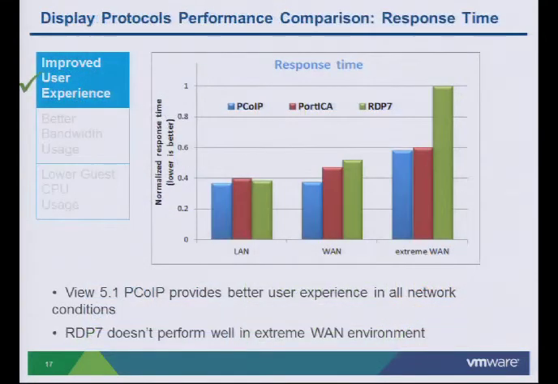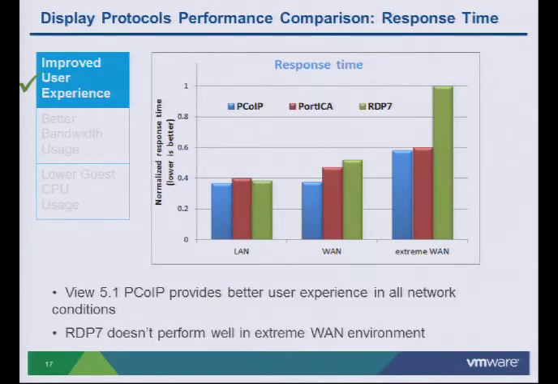So now that I've given you all the setup configuration, let's look at the results here. On the y-axis, we have normalized response time. On the x-axis, we have different network conditions. The blue one is PCoIP, red is Port ICA, and green is RDP. Here we have normalized the response time with respect to the maximum we have seen across all different display protocols and all network conditions. In this case, as you can see, RDP in extreme WAN has the highest response time.